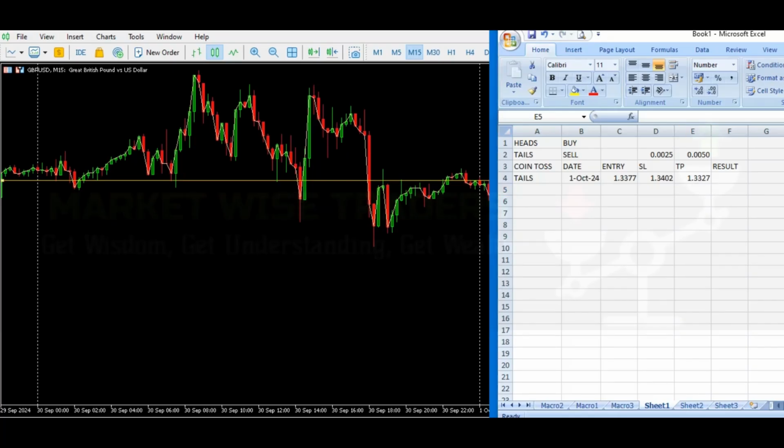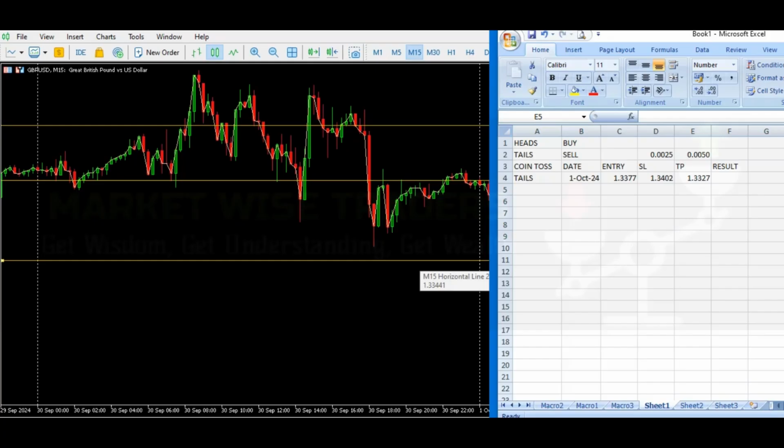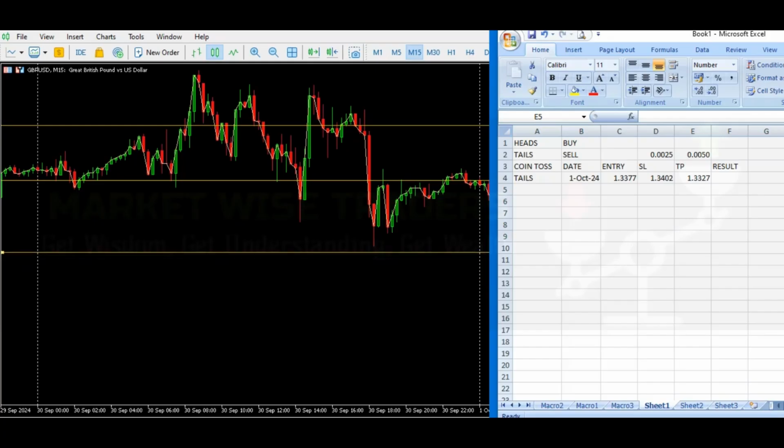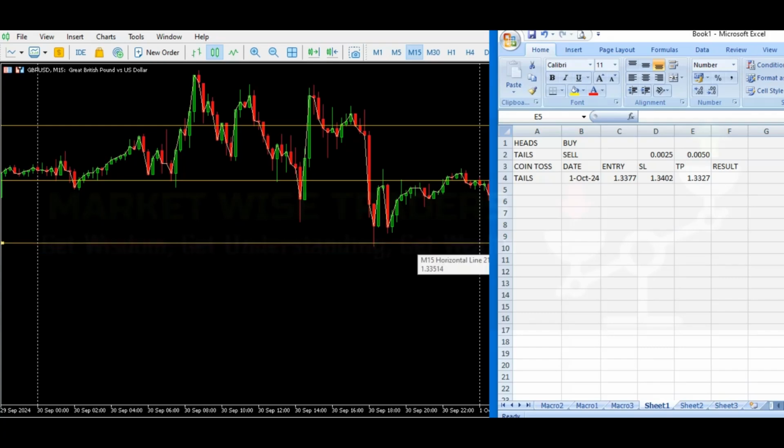This will be my first trade. Stop loss, we said 134.02, somewhere up here. Let's just see, what is this? Just for visual, somewhere there, 134.02. Take profit, we said 133.27. Somewhere down here, let's just see. 133.27. Let me check that this is correct. It is correct, 133.77.